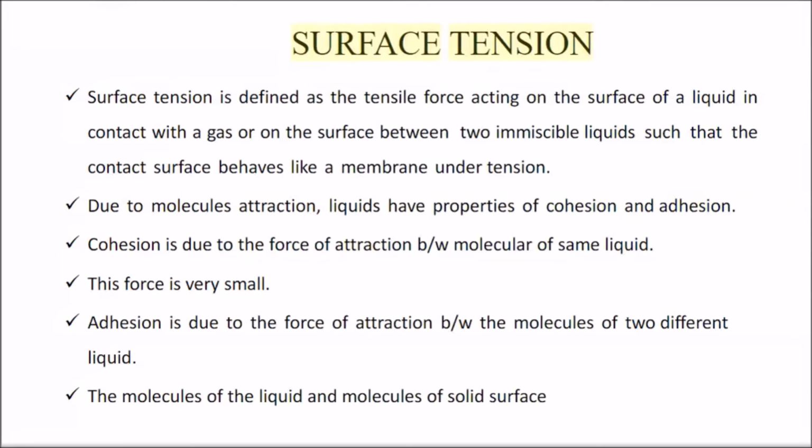Surface tension. Surface tension is defined as the tensile force acting on the surface of a liquid in contact with a gas or on the surface between two immiscible liquids such that the contact surface behaves like a membrane under tension. Due to molecular attraction, liquids have properties of cohesion and adhesion. Cohesion is due to the force of attraction between molecules of the same liquid. This force is very small. Adhesion is due to the force of attraction between the molecules of two different liquids, or the molecules of the liquid and molecules of a solid surface.